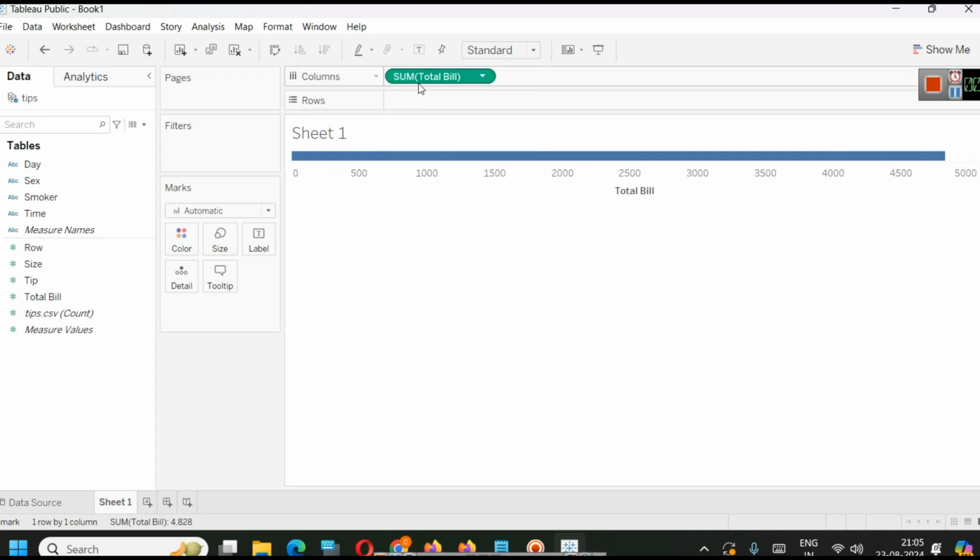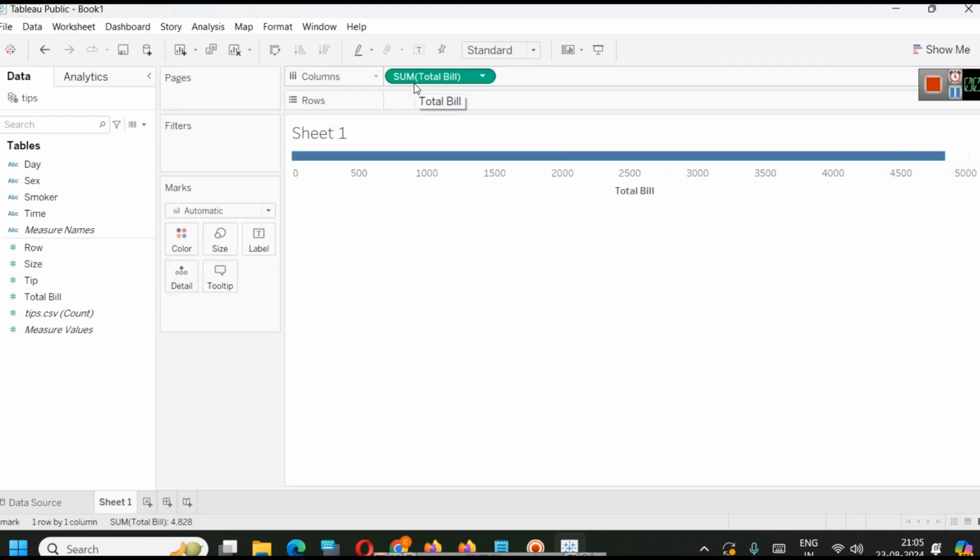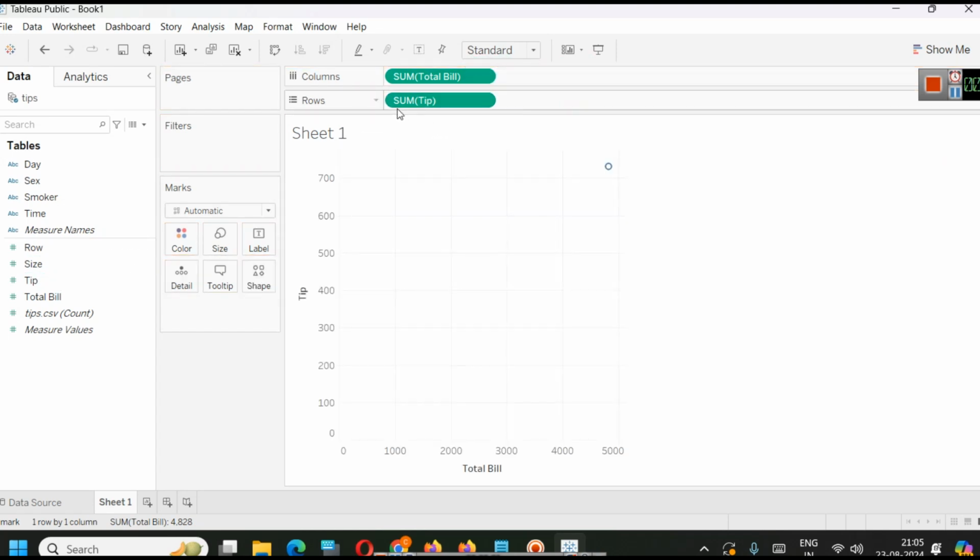We have not done any kind of setting. This is just the default nature of Tableau, that when you drag a measure, it will make it sum. If you don't need sum, then you can change it. So we want to see the effect of total bill on tip, because that is the output variable that we have. So we can drag tip here, and similarly it will show sum of tip.